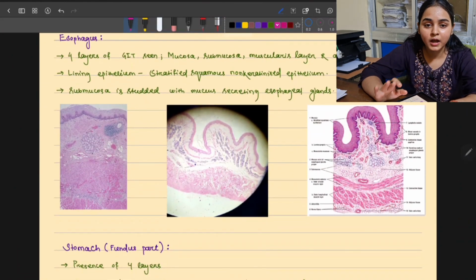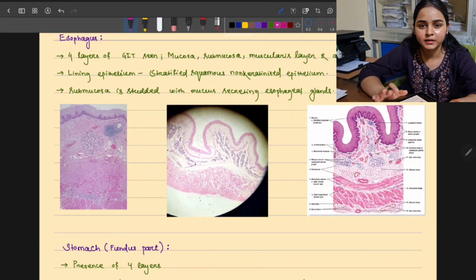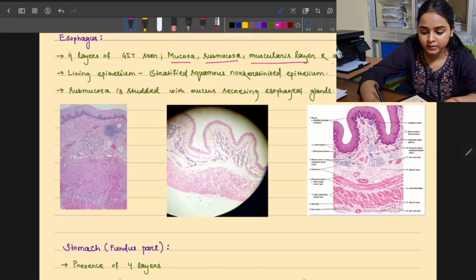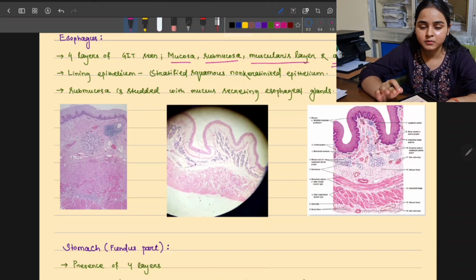Esophagus यहाँ से शुरू होता है. गैस्ट्रोइंटेस्टिनल ट्रैक्ट के 4 layers, that is the mucosa, सबम्यूकोसा, मस्कुलरिस लेयर और एडवेंटिशिया. एडवेंटिशिया ओनली इसोफेगस में होता है. उसके बाद से तुम जहाँ पे जीआईटी के 4 लेयर लिखोगे, म्यूकोसा, सबम्यूकोसा, मस्कुलरिस एक्सटर्ना, मस्कुलरिस इंटरना, और एडवेंटिशिया के बदले आ जाएगा सिरोसा.